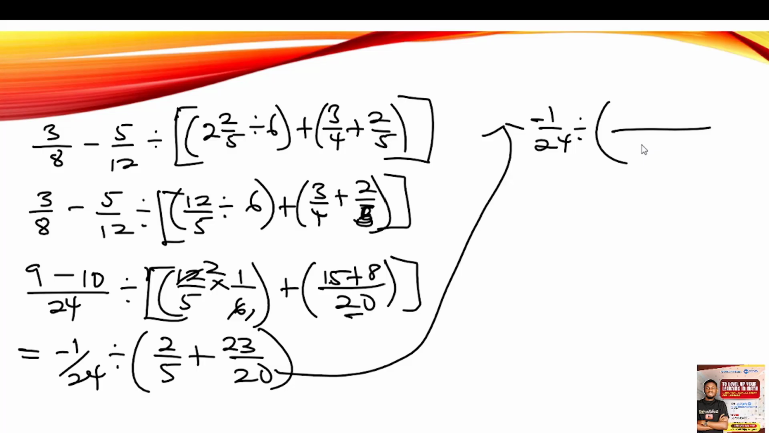So I have negative 1 on 24, sorry, divided by 8 plus 23, and that is 31 on 20. So first of all, I'll reciprocate the second fraction, and I'm going to have 1 on 24 times 20 on 31.